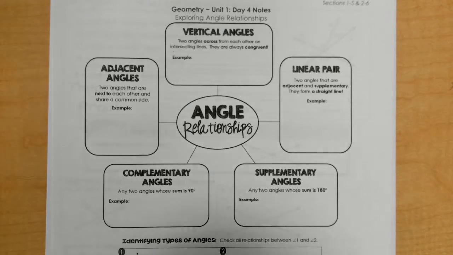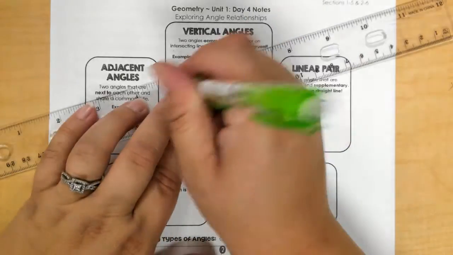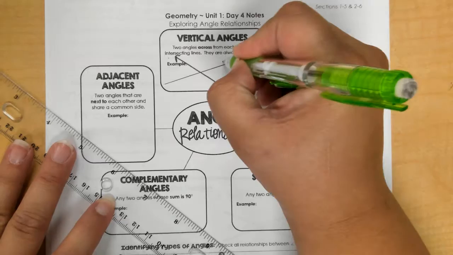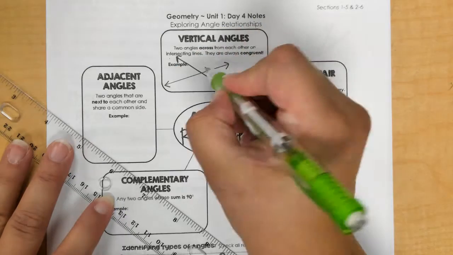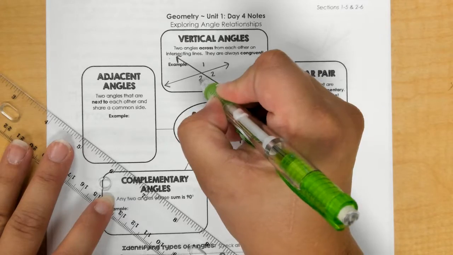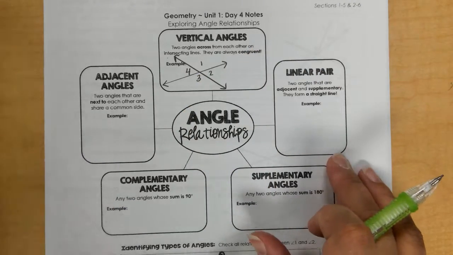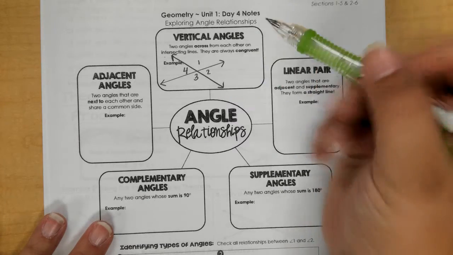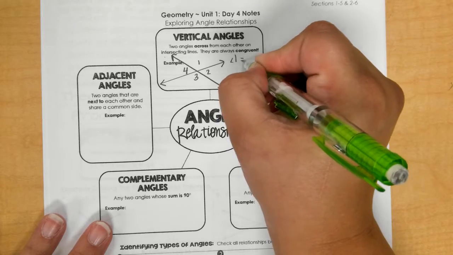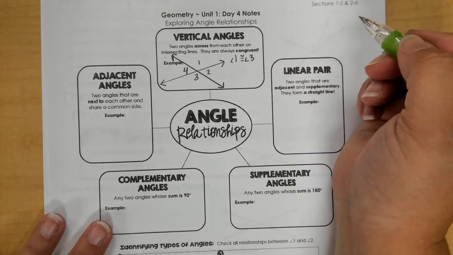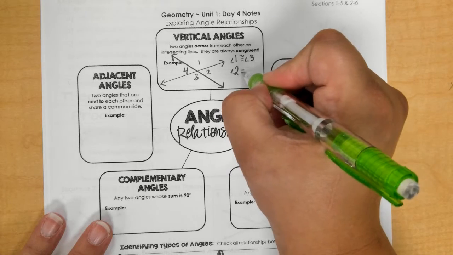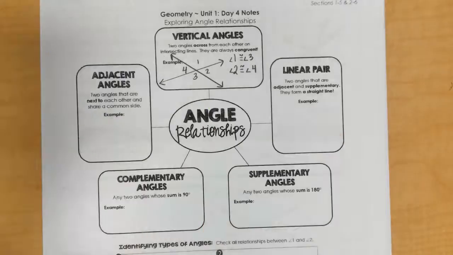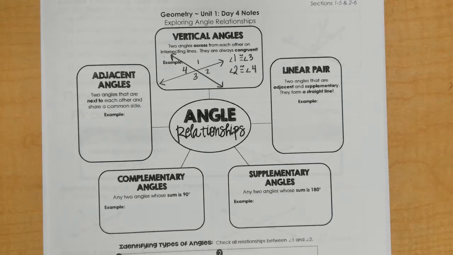And they're always congruent. So if we draw intersecting lines, and we can label these angles 1, 2, 3, and 4. What they're saying is that the angles that are across from each other, like angles 1 and 3, these are congruent. So angle 1 is congruent to angle 3. Angle 2 is congruent to angle 4, meaning that they are vertical, they're across from each other, which means that they are equal to each other.